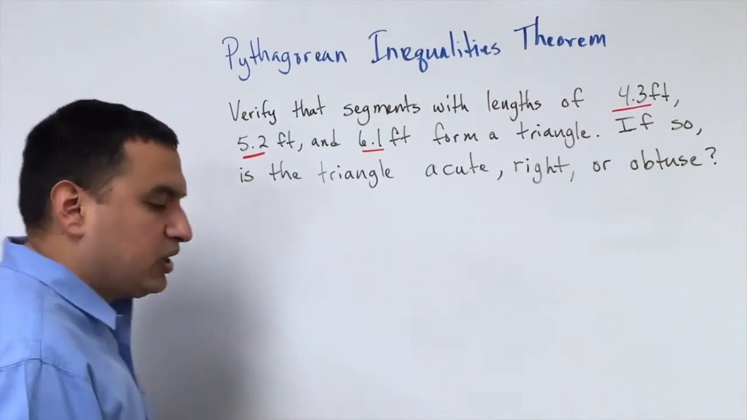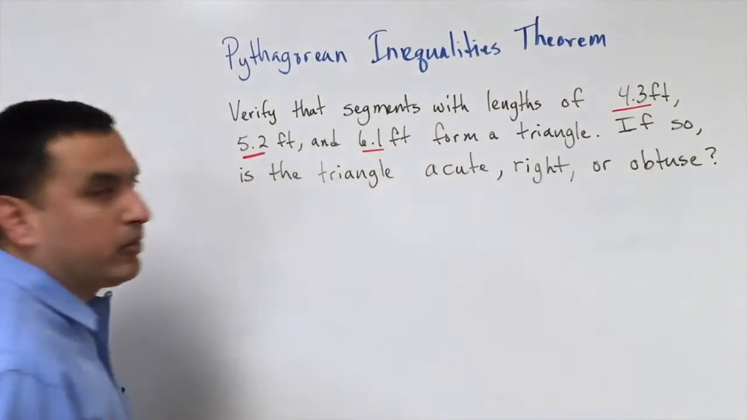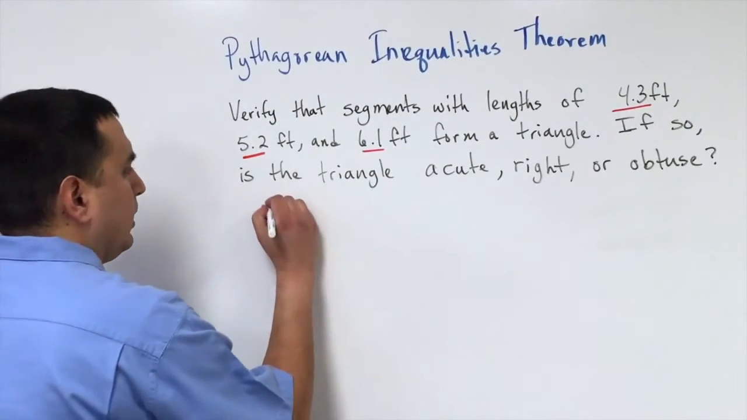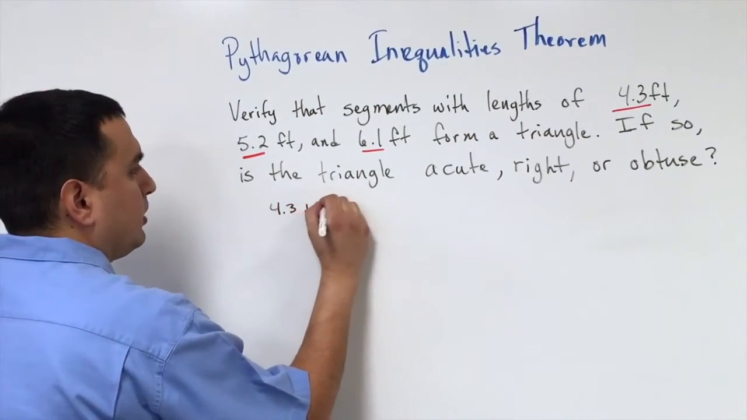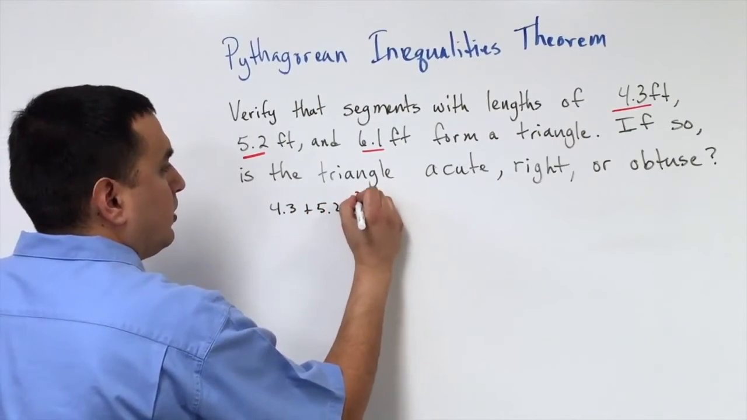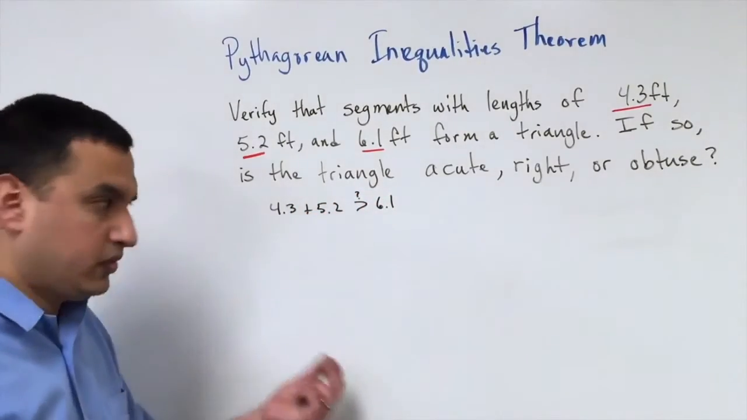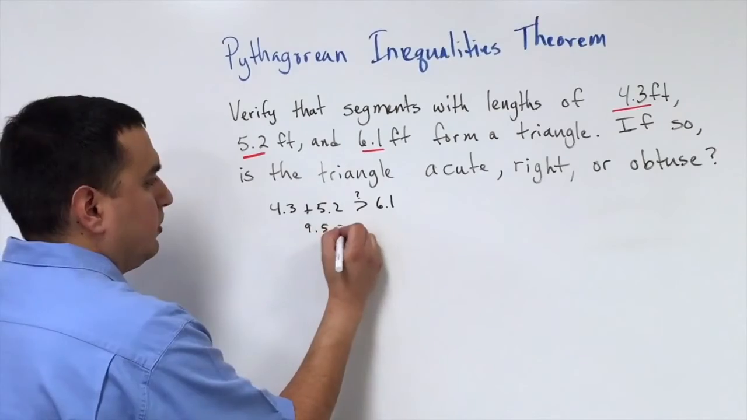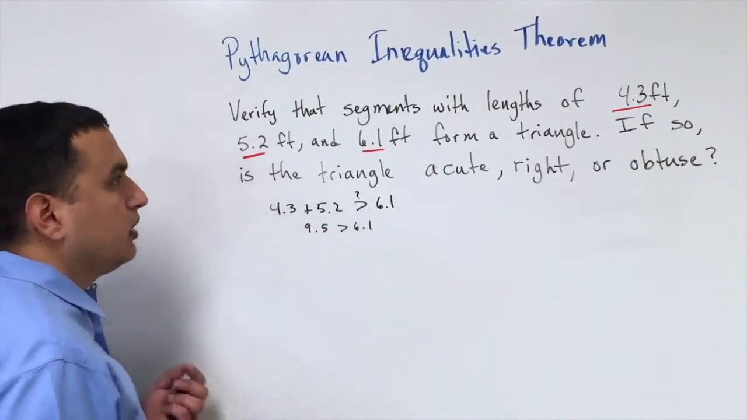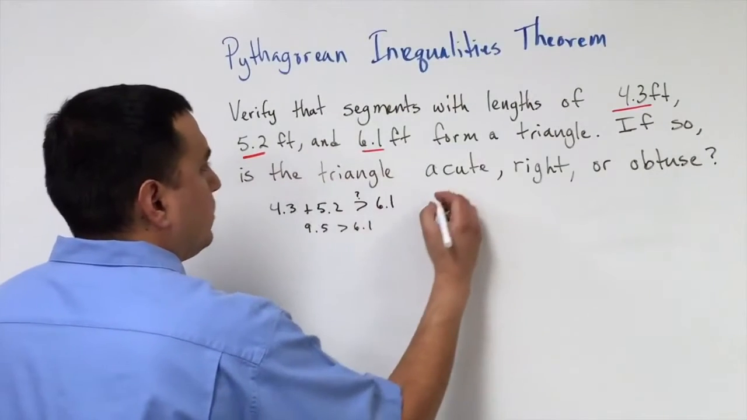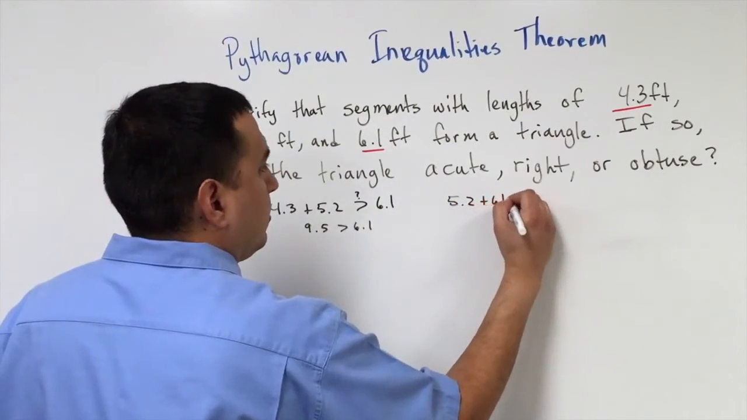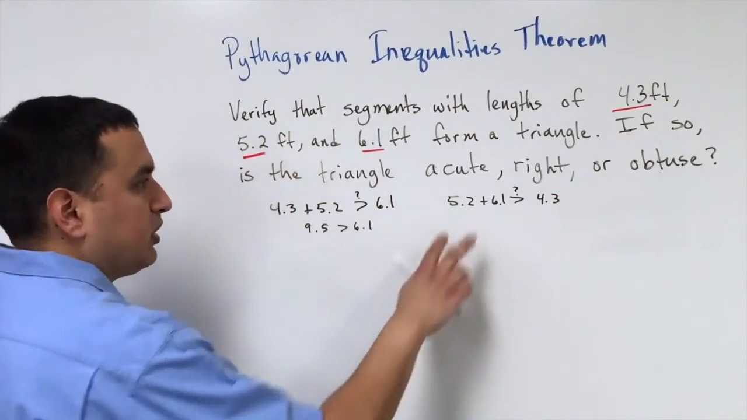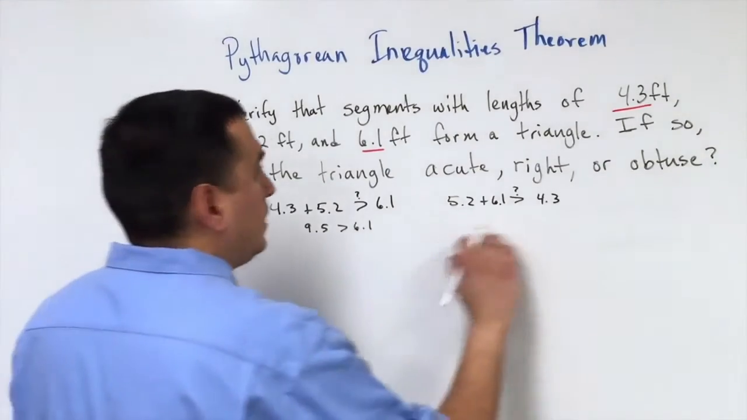Now in a problem like this, you always want to check if it's going to make a triangle in the first place. And remember that I can add any two sides and it's got to be greater than the third side. So basically you're asking yourself, is 4.3 plus 5.2 greater than 6.1? Which of course it's going to be. This would come out to be 9.5, which is greater than 6.1. You could check other combinations.